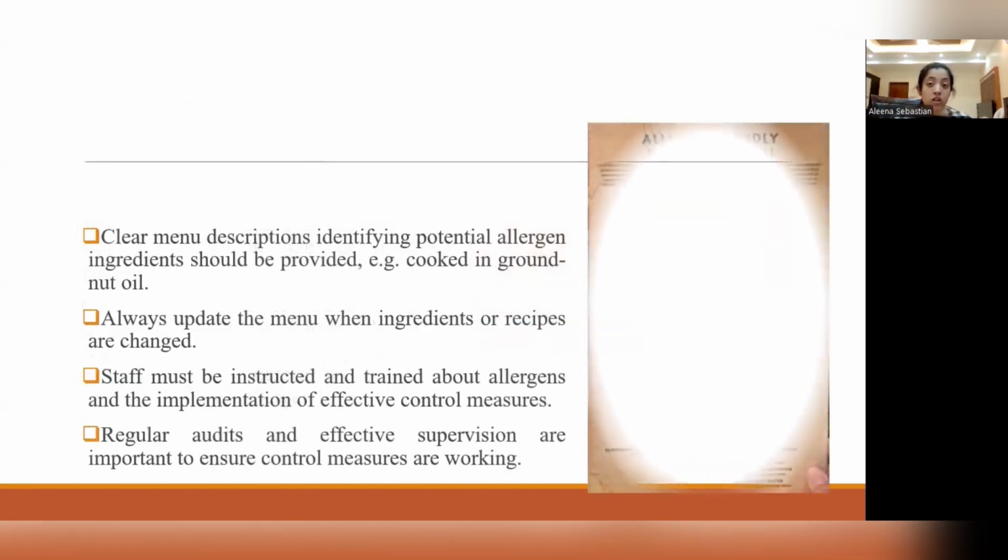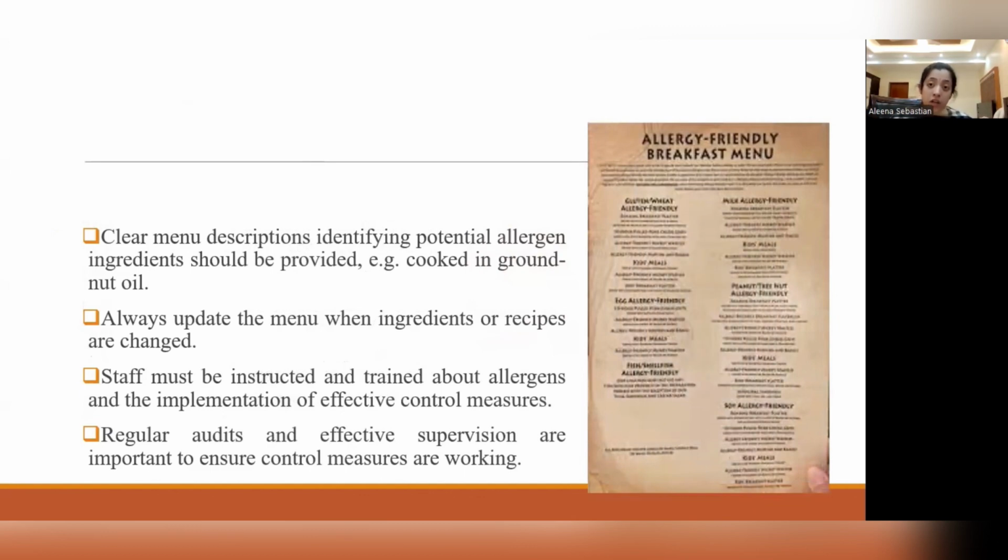Then in the menu, when you are in hotels or restaurants and giving the menu, there should be a clear idea about those foods which have allergens. A clear menu description identifying the potential allergen should be provided. If there are any changes in ingredients or recipe, that should also be updated in the menu. Staff must also be instructed and trained about the possible allergens and what can be done if a food allergy occurs and how to control it. Then regular audits and supervision should be done.